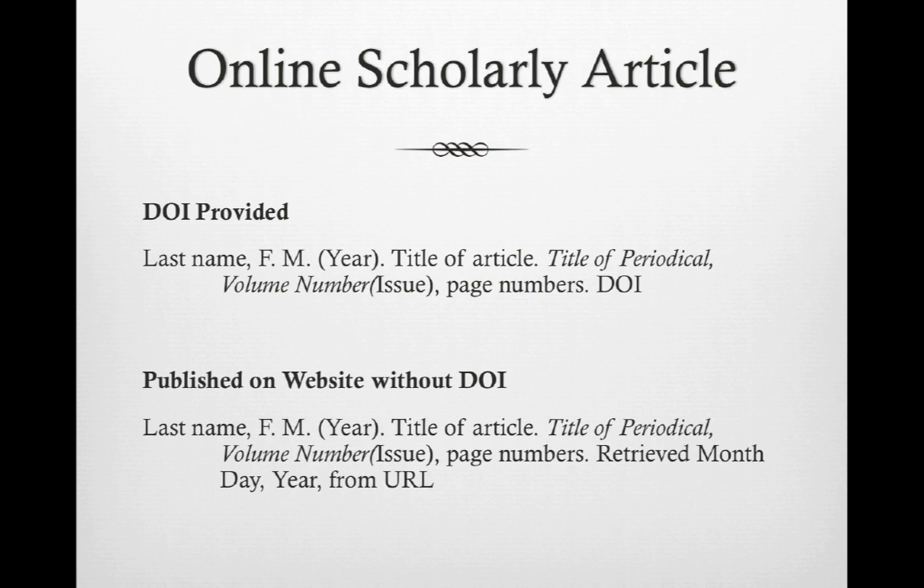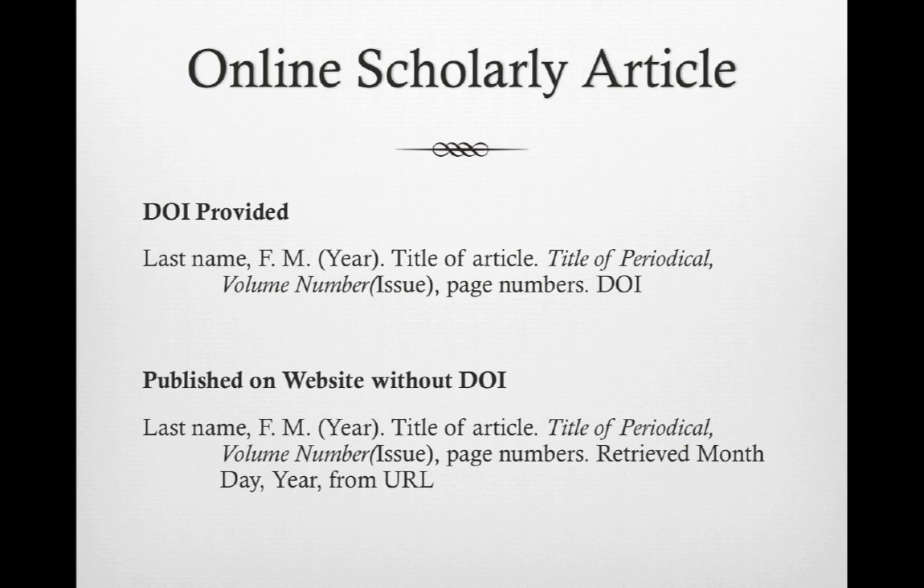After that, you'll type out the title of the periodical, insert a comma, and then type the volume number. Just type out the actual number, such as 5 or 7. Don't actually type out the word volume. Both the title of the periodical and the volume number should be italicized.